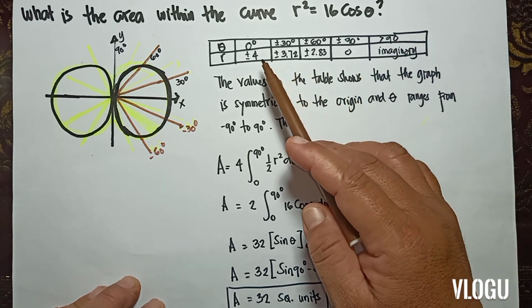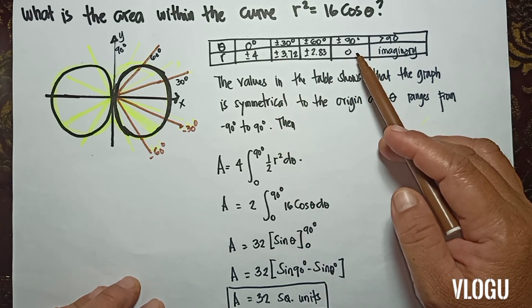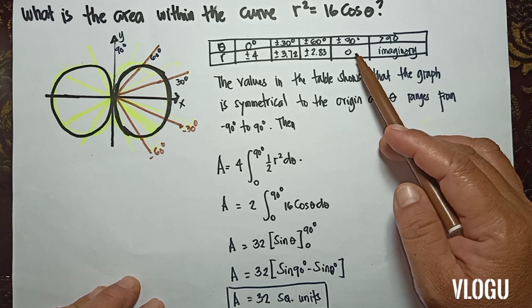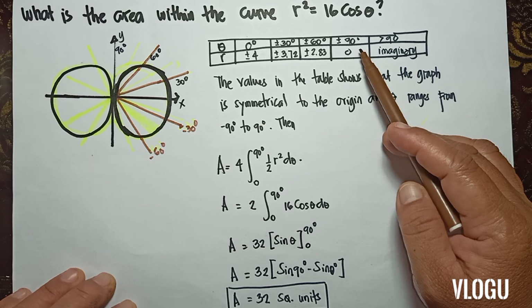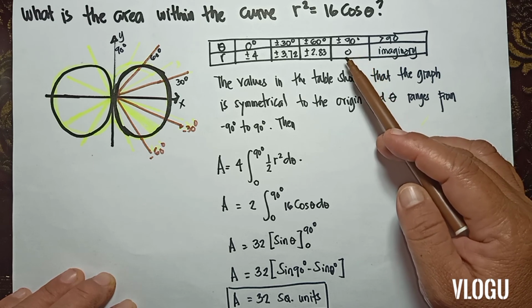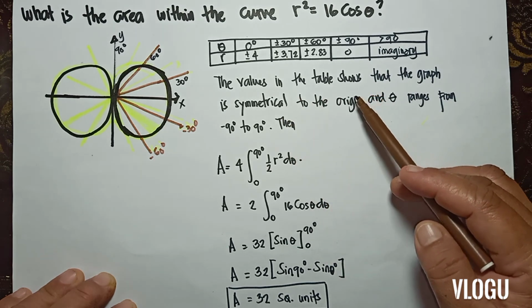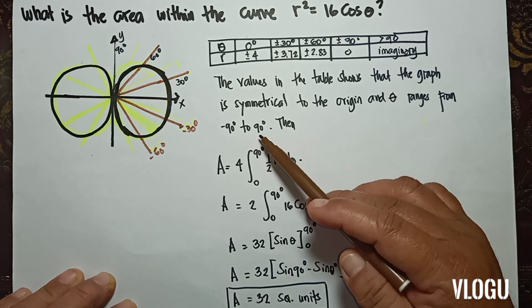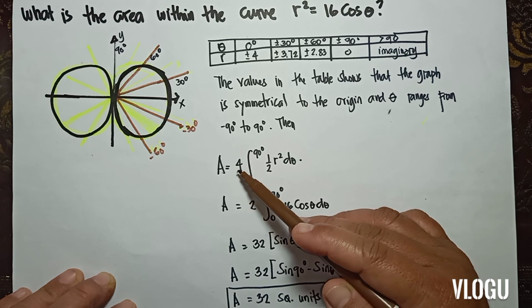So you will have now the table. What is important is your limits. So to find for the limits, that is the condition wherein you will have a zero answer. So that can be your basis, because you will have now the closed form of your curve. So the values in the table shows that the graph is symmetrical to the origin, and theta ranges from negative 90 to positive 90. So area here.